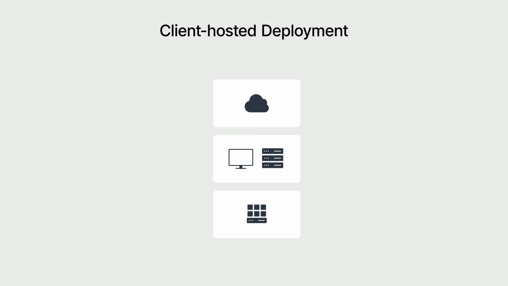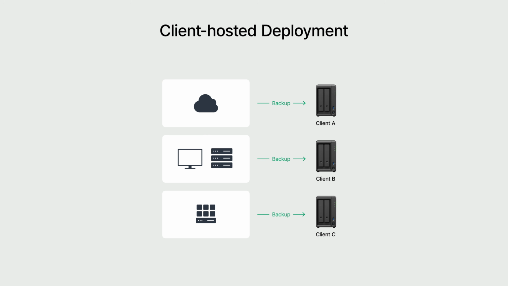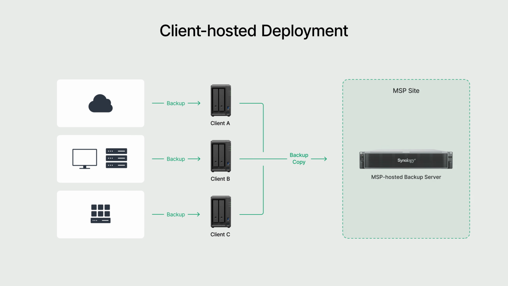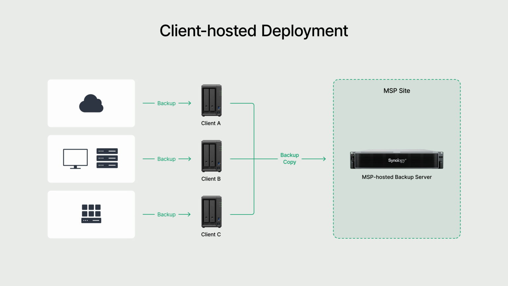For clients with mission-critical systems that require faster backup and restore speeds, an ActiveProtect backup server can be deployed in their local environment. This provides improved performance and ensures isolation of local backup data. The service provider's backup server then stores a replicated copy, offering both on-prem and off-site protections.